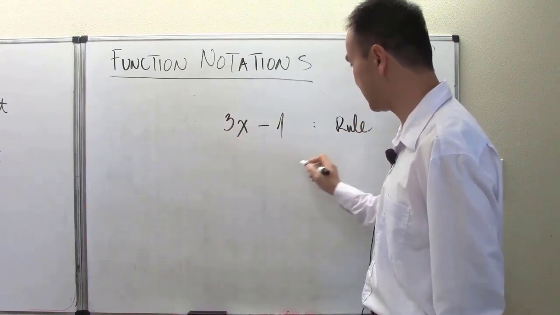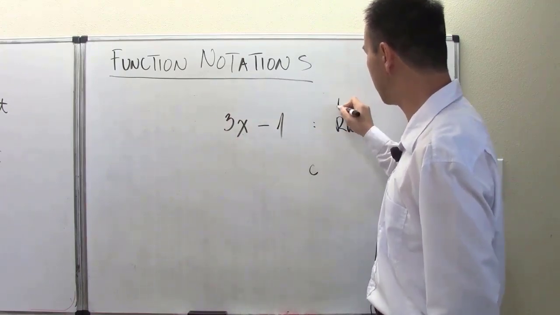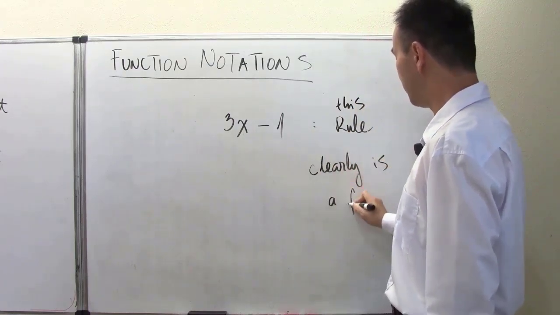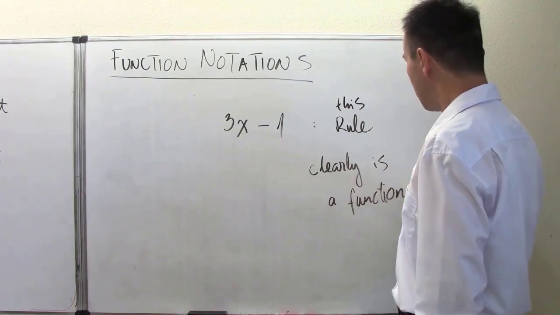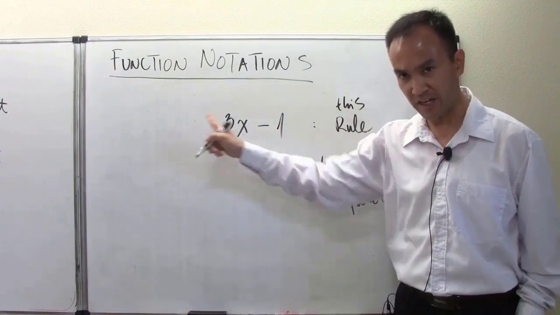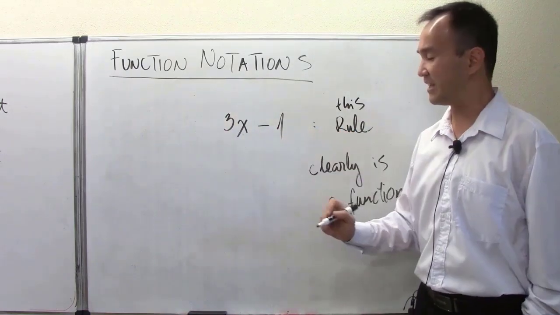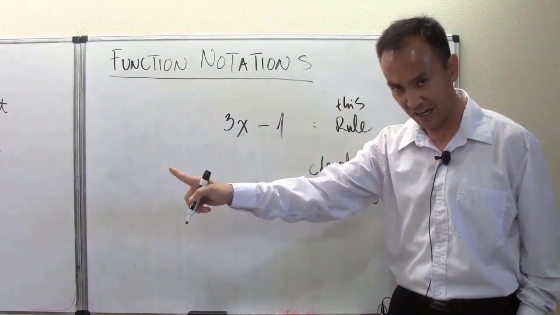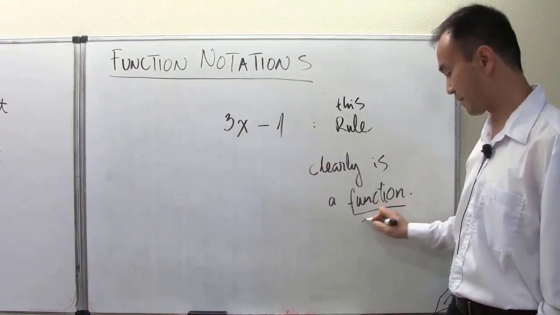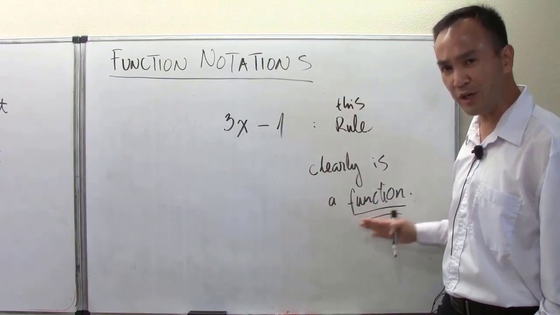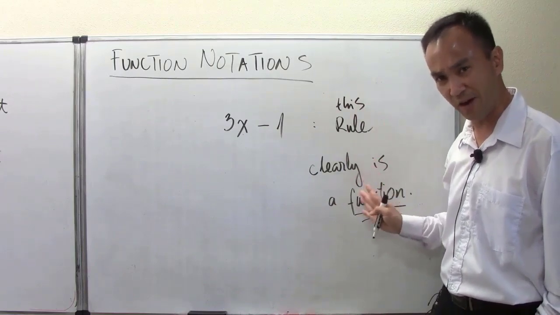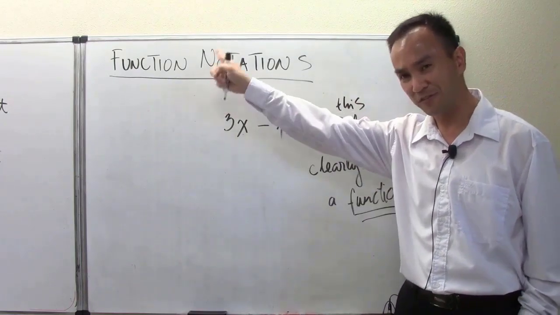So clearly speaking, this rule is a function, because it meets all of the requirements to be a function. It's a rule relating an input to an output, and any one input gives exactly and only one output. So this rule here is a function. But we don't want to always write down that 3x minus 1 is a rule and it's a function. That's the whole purpose of coming up with a function notation.